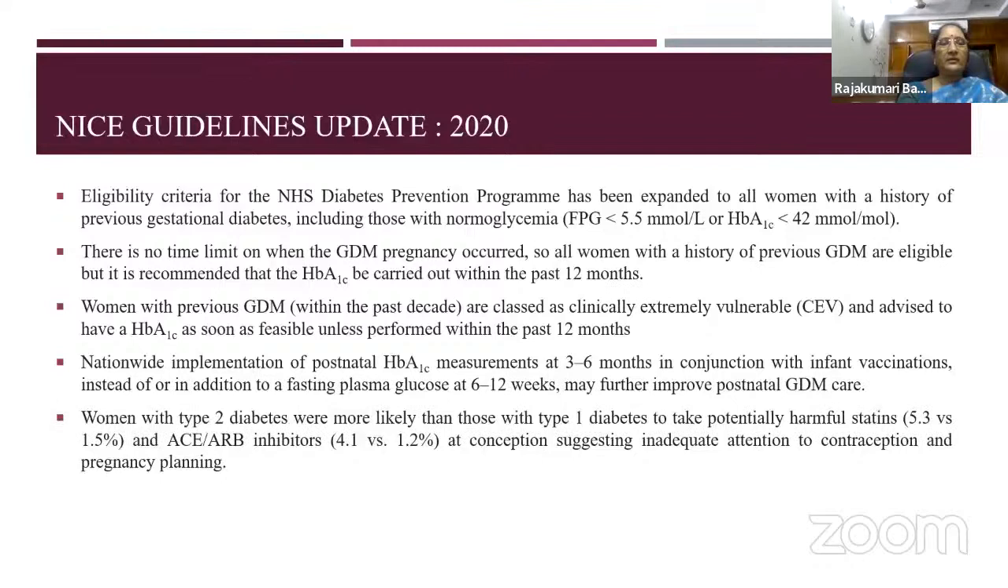NICE guidelines regarding eligibility criteria for the NHS Diabetes Prevention Program have been expanded to all women with a history of previous gestational diabetes, including those with normoglycemia. Women with previous GDM are classed as clinically extremely vulnerable and advised to have HbA1c as soon as feasible, unless performed within the past 12 months. Nationwide implementation of postnatal HbA1c measurement at 3 to 6 months in conjunction with infant vaccination, instead of fasting plasma glucose at 6 to 12 weeks, improves postnatal GDM care.